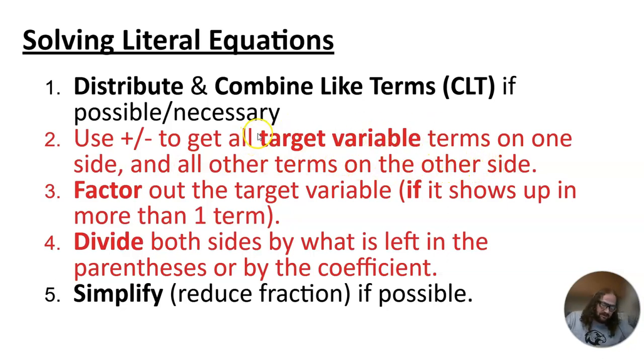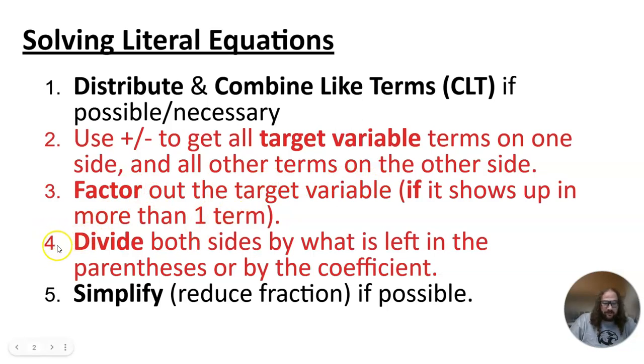So we're going to be told a certain variable to solve for. That'll be our target variable. And we need to get every term that has that variable on one side and every term that doesn't have it on the other side. Next, if there's more than one term that has the variable we're trying to solve for, we need to factor that out. If there's not, then there's just one term and we just have to divide by the coefficient. If there is more than one term that has our target variable, then we have to factor that out.